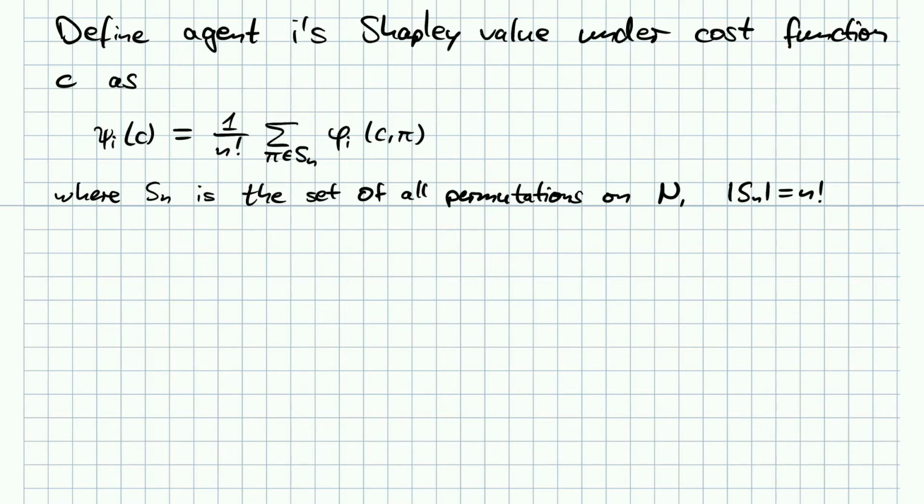Now I claim that the cost vector that we defined this way fulfills all these properties that we were naming, namely symmetry, dummy, efficiency, and additivity.